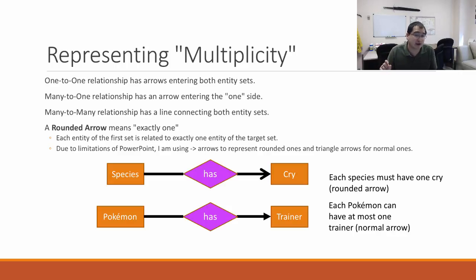Now in the first one, species must have exactly one cry. Every species has one cry. And because of the way I've drawn the arrows, a given cry could be associated with multiple species. And now in the lower one, the normal arrow, Pokemon can have at most one trainer. You can't have a Pokemon with multiple trainers. However, not every Pokemon must have a trainer. Some Pokemon are wild Pokemon and they don't have a trainer associated with them.